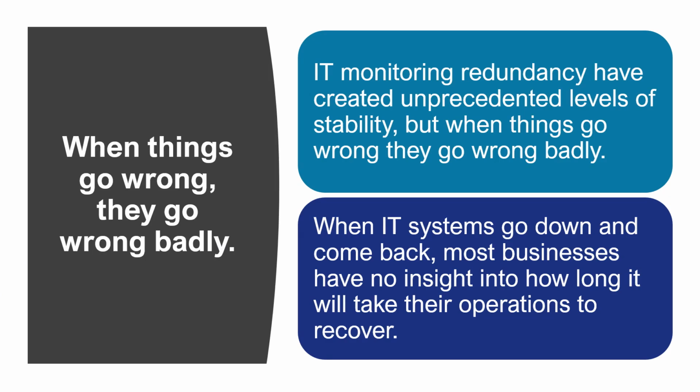The third concept is that when things go wrong, they go wrong badly. This means that when IT goes down and comes back up, businesses don't have insight into how long it will take operations to recover or how damaging the outage was. Think of the Wells Fargo data center fire as an example. Their data center went out, they had redundancy, IT was back, but their business process had issues for days. They are not monitoring their business process flows.